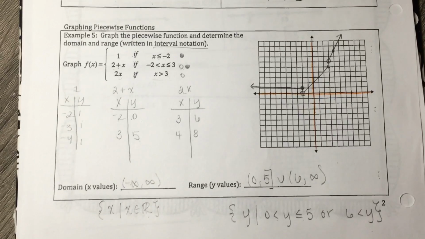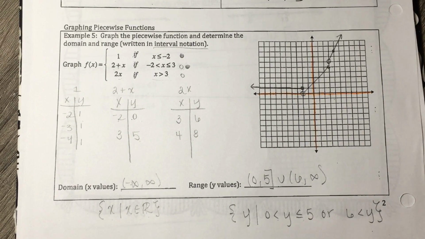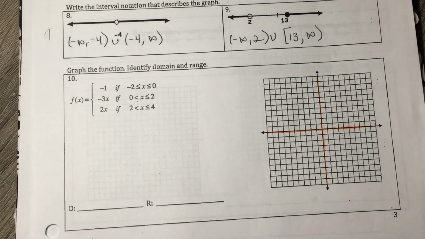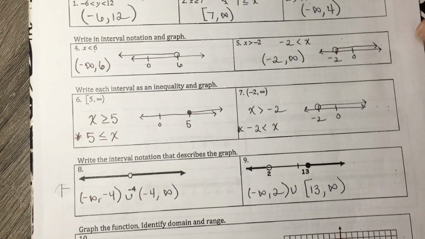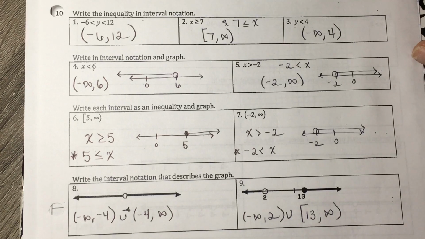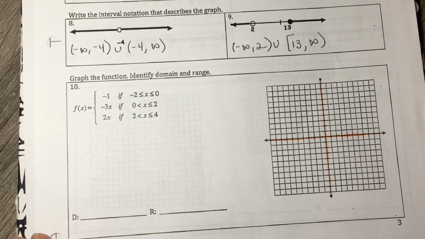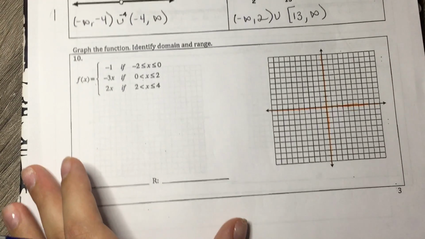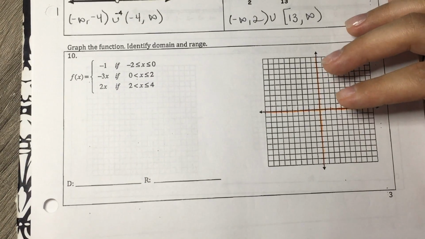All right, our next example is going to be on page 3. All right, so everything on page 2 is done now between this video and the last one. And then on page 3, we did the top part together. And now we're going to be taking a look at the bottom again on page 3, and that's going to be number 10. Number 10. All right, here we are.